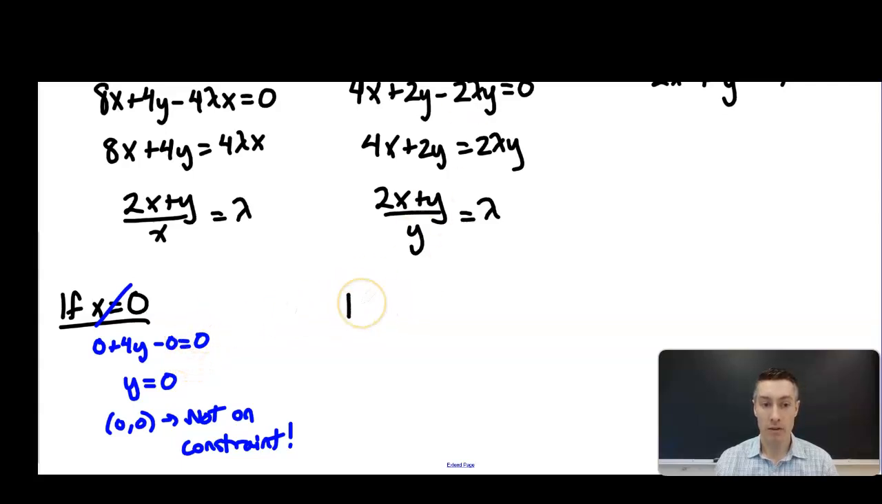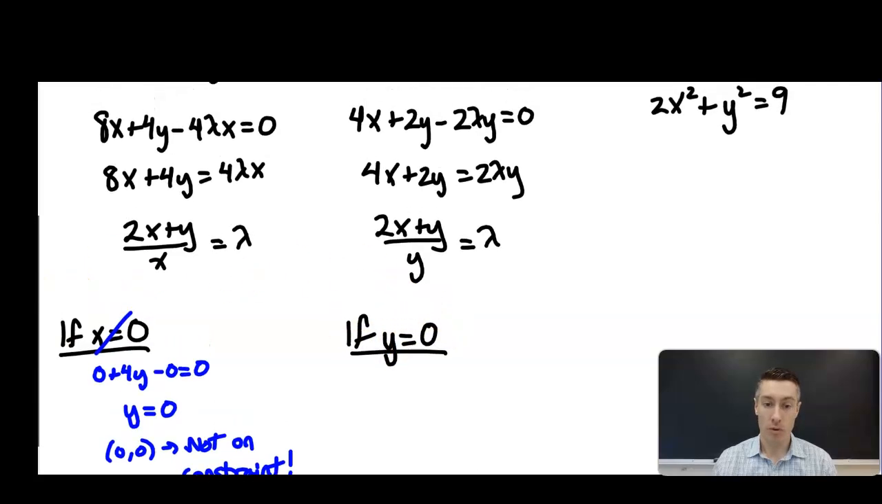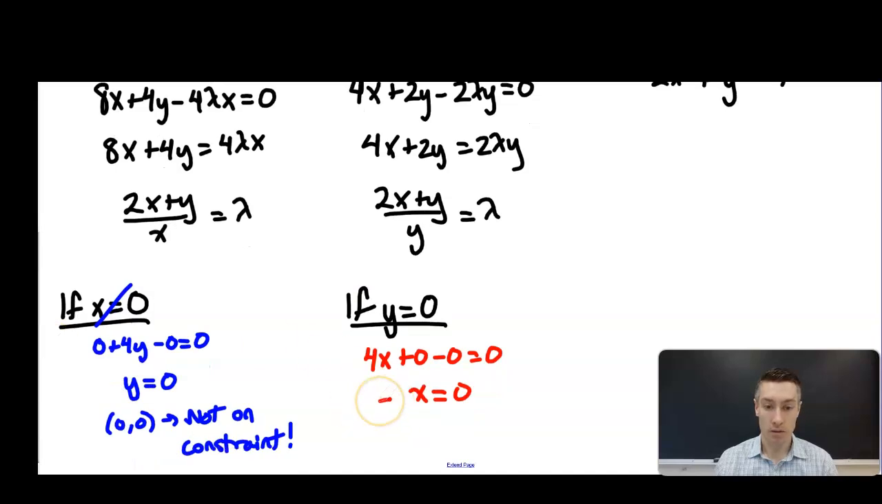And then if we try this for y, if y were to be 0, most likely not going to work out, but let's just show it. So I'll use red this time. We'd have 4x plus 0 minus 0 equals 0. Means x has to be 0. So same thing, not on the constraint curve, y can't be 0. Okay, so we're okay. We're not missing any critical points by dividing by these variables. And that's ultimately what we are trying to check for, that we are not missing any critical points.